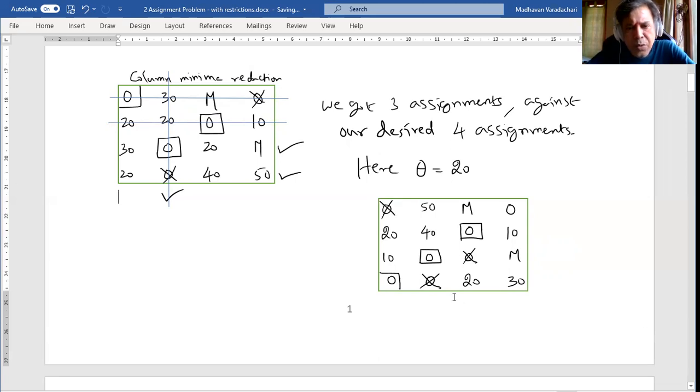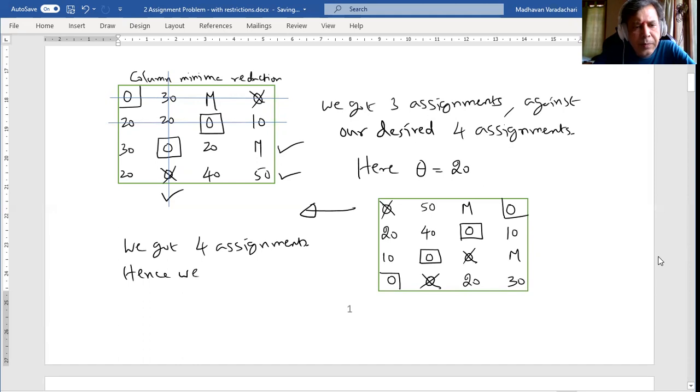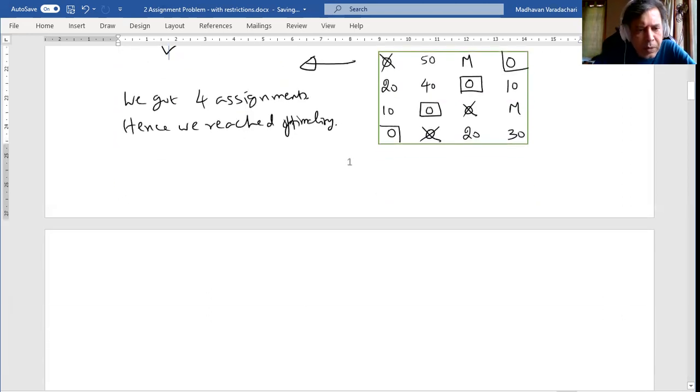Now, row reviews are done. Now you proceed with column review. First column already done, assignment is already done. Second column already assigned, third column already assigned. Last column, does it have a single 0? Yes, assigned. Now we got 4 assignments, the desired one. Hence, we reached optimality. Now we can present the optimal solution.